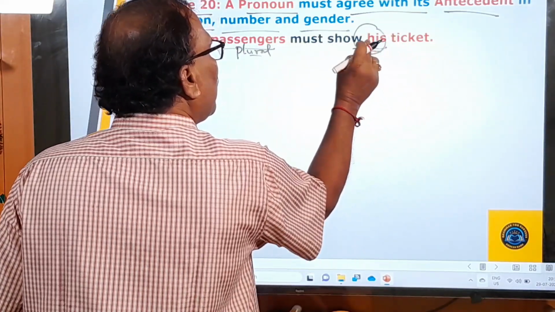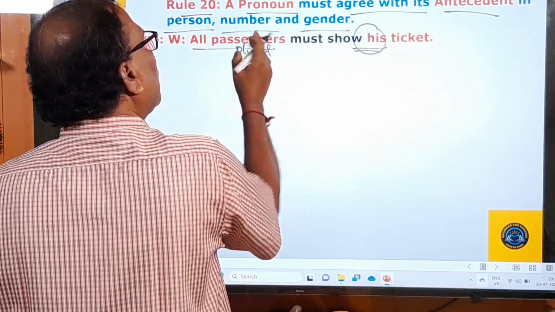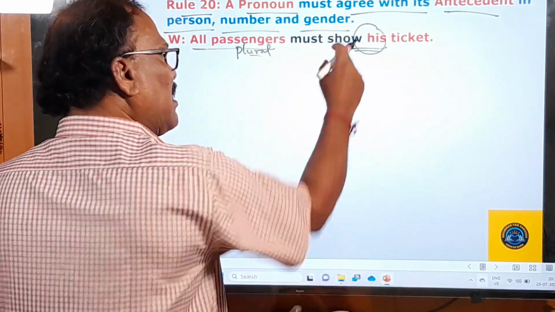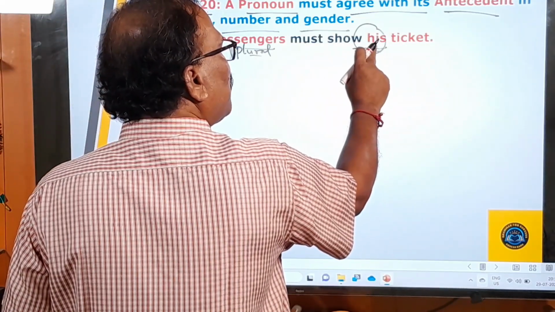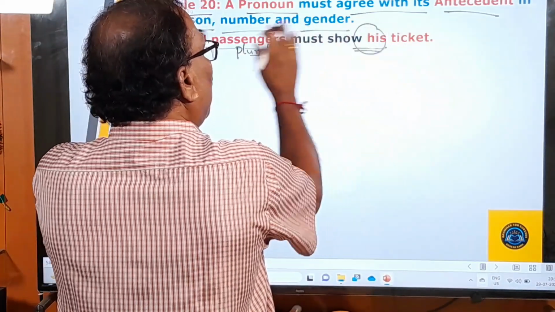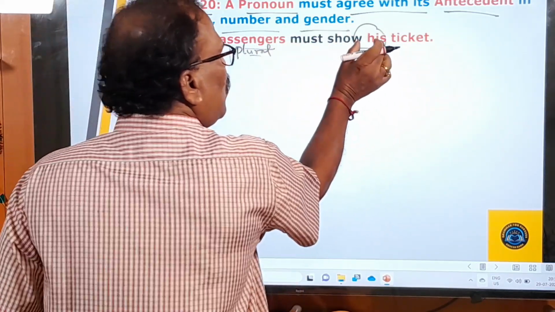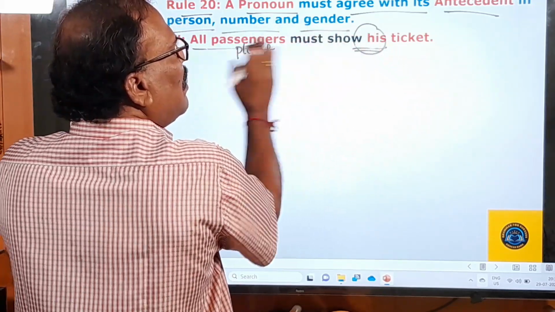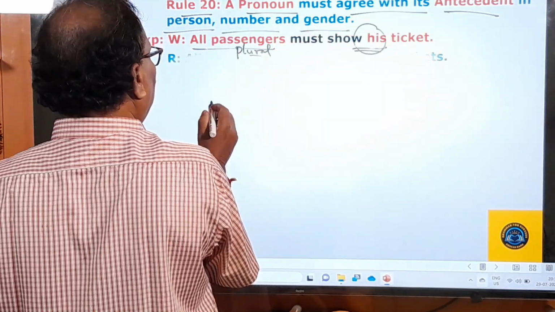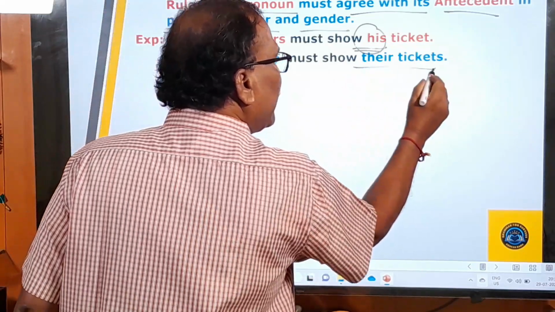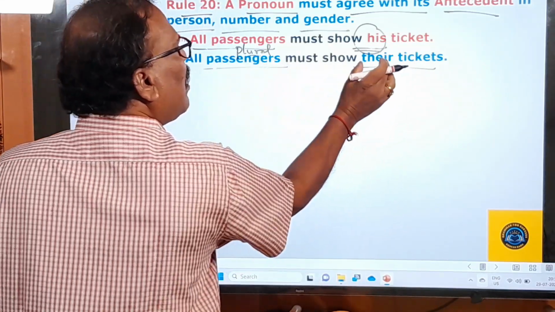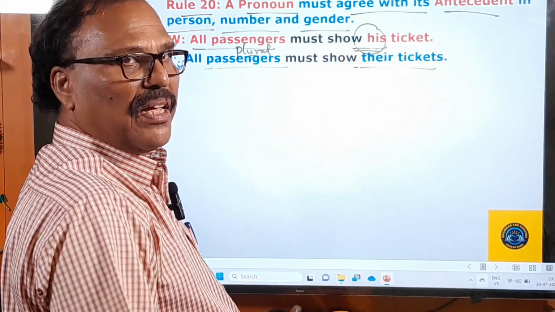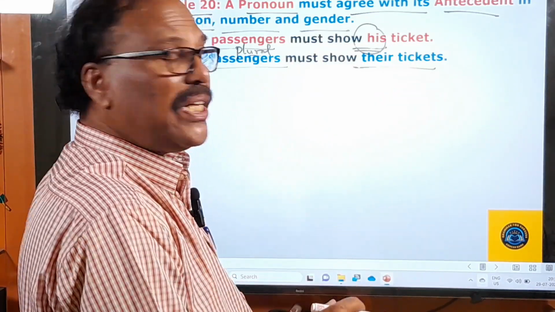No, here this "his" is used for the passengers. Passengers are plural in number. Many passengers are there, but "his" is used here. A singular pronoun is used, so it is not in agreement with the subject. Plural subject, singular pronoun. That's why it should be corrected like this. All passengers must show their tickets, because plural subject, plural pronoun. Now they are matching. These two are in agreement with each other, right?